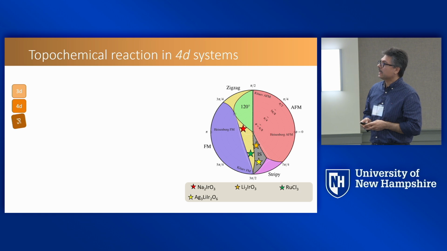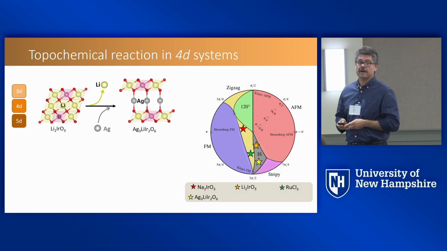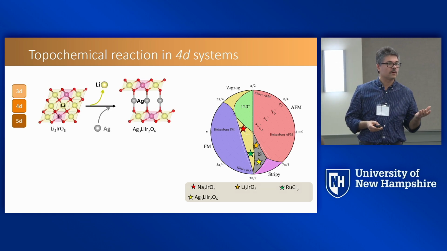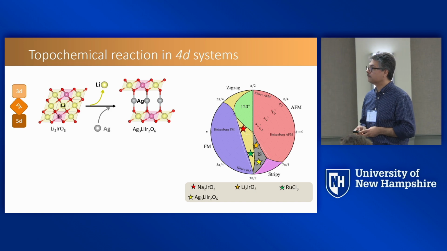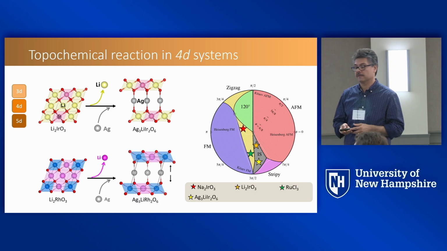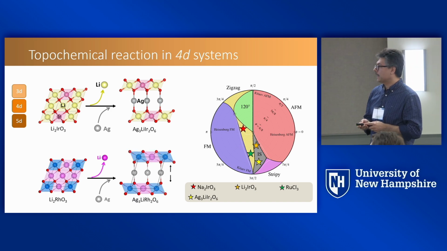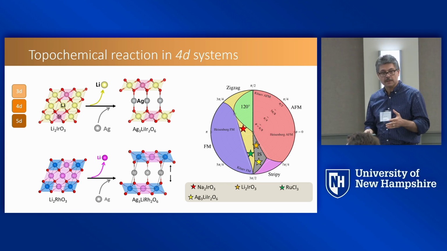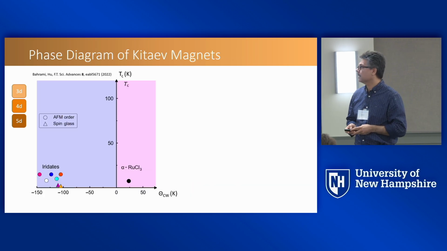So this is an example of such a reaction in a 5D system. But we also perform topochemical exchange reactions on 4D systems. And here is an example of that. This is lithium rhodate. We again exchange lithium atoms with silver atoms and change the bond angle between rhodium, oxygen, and rhodium atoms this time.